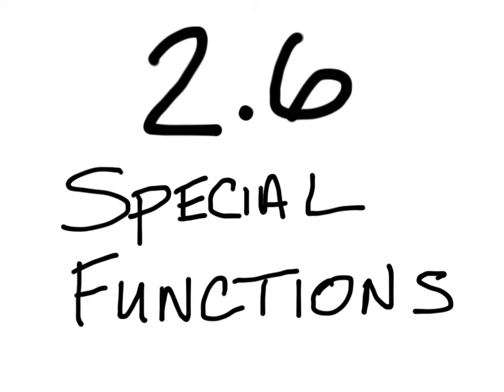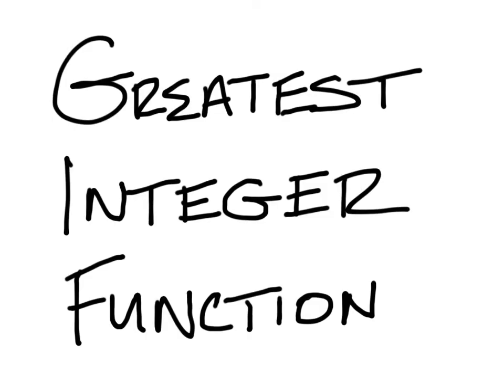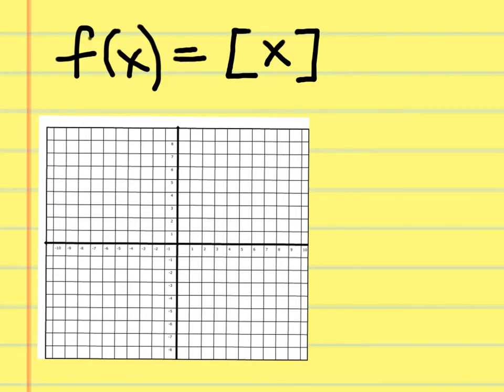Special functions, 2.6. Here are some examples. The first one is the greatest integer function. You should not think too much about this. If you do, you will make it more difficult than what it is. The greatest integer function. For example, f of x equals the greatest integer of x.